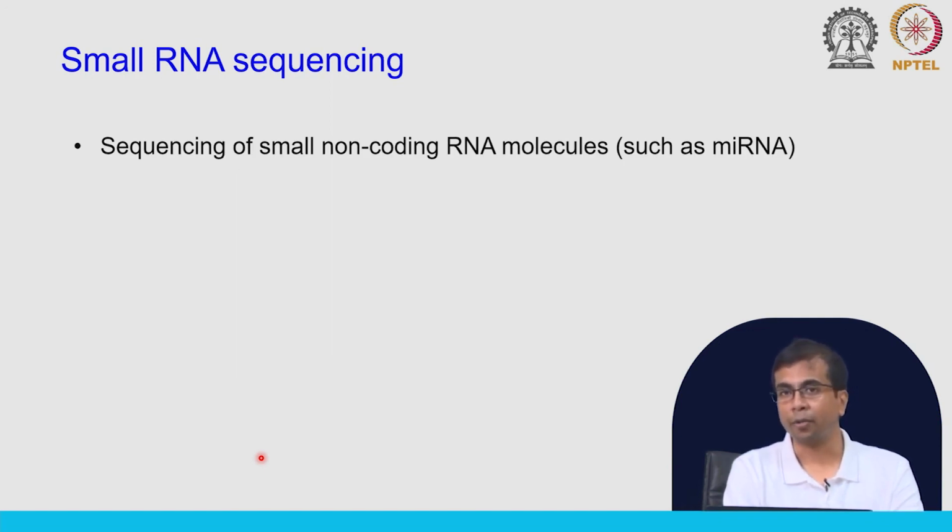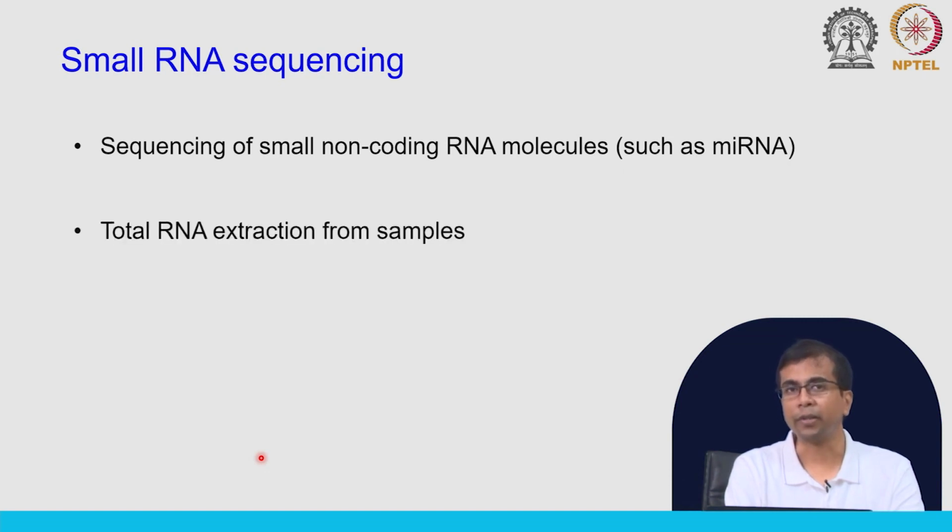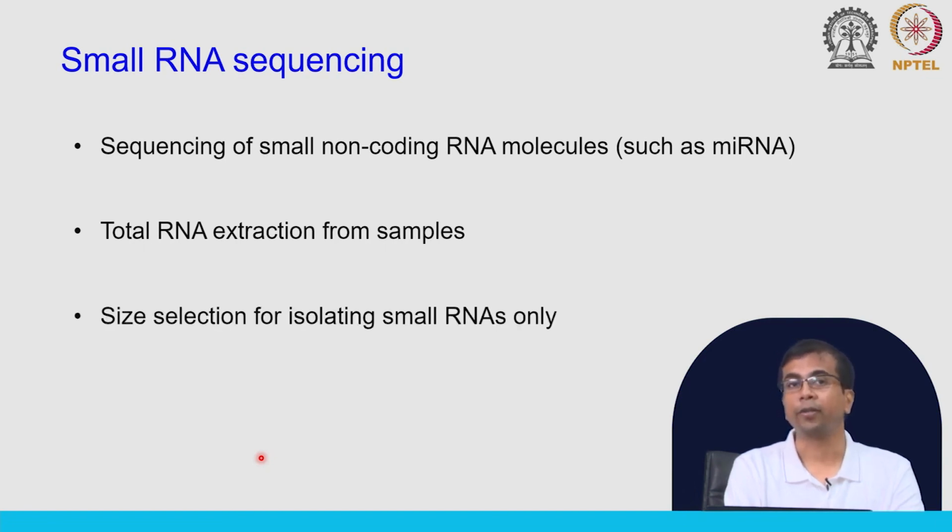Now, so far we have talked about sequencing of mRNA, mRNA enrichment, ribosomal RNA depletion, etc. We have not talked about microRNA. So, how do you go about it? The first step is the same: total RNA extraction from samples. After this step, we do something called size selection for small RNAs only, so we can separate out only the small RNAs that are of a certain size.